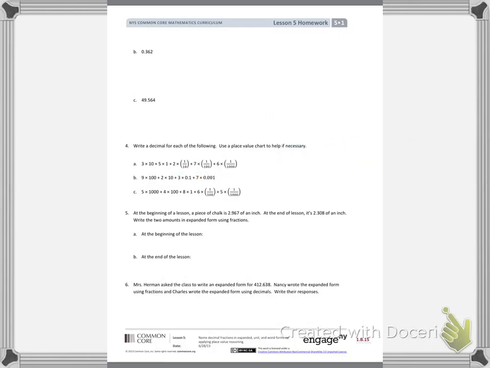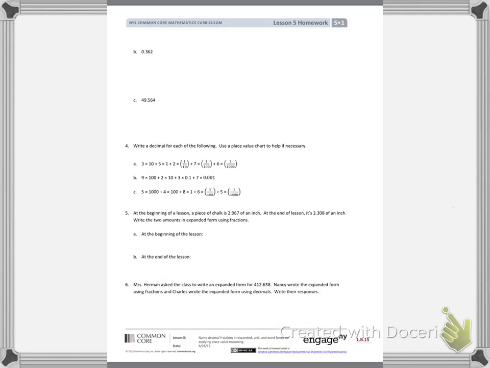In number 5, you will be practicing writing amounts in expanded form. The directions read, at the beginning of a lesson, a piece of chalk is 2 and 967 thousandths of an inch. At the end of the lesson, it's 2 and 308 thousandths of an inch. Write the two amounts in expanded form using fractions.